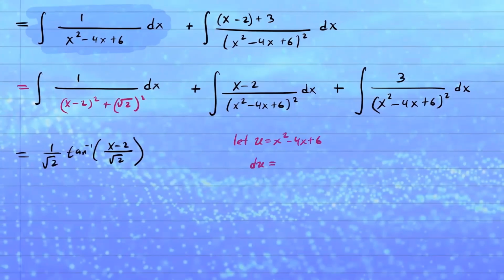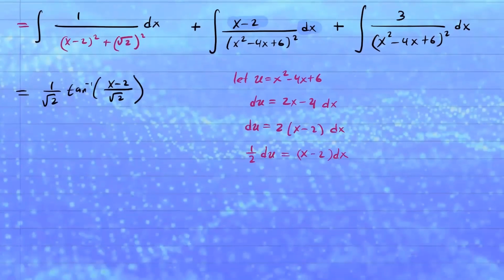Then the derivative of u with respect to x is 2x minus 4. Now I want to match this with this piece so that it works. So we're going to factor out a 2, and then it really works nicely. You get (x minus 2) dx is equal to du over 2. And that's exactly what we've got: we have x minus 2 dx. So I just need to divide by 2. So 1/2 du would be replacing (x minus 2) dx.